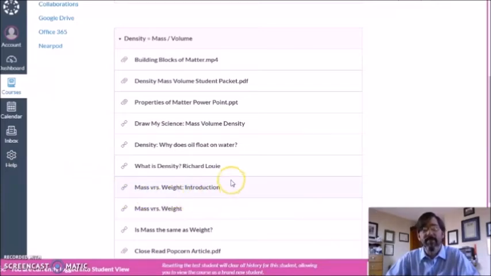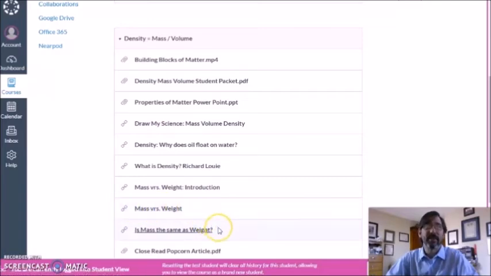First one is the mass versus weight introduction video. This video is brought to you by NASA, and it involves a number of astronauts on the International Space Station talking about the differences of mass and weight. Next is a mass and weight cartoon. This one's a bit more entertaining. You will have to do some reading to understand that, but I think that's a really good follow-up.